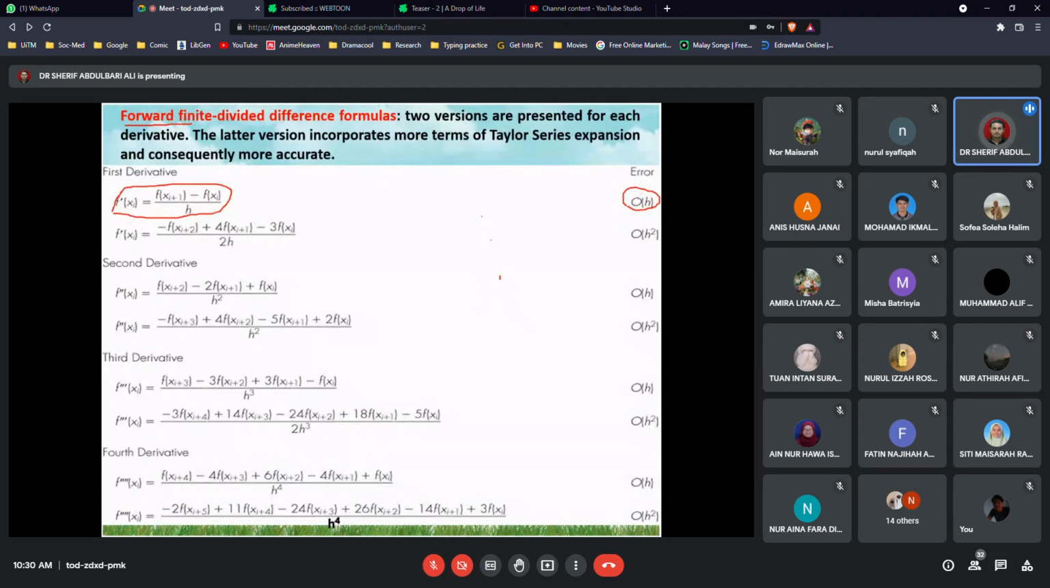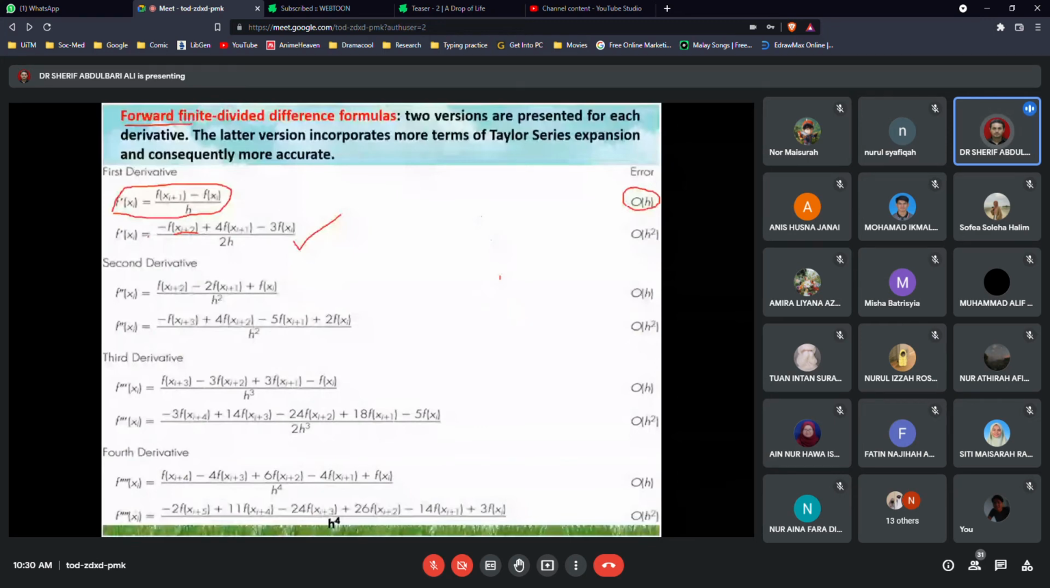To go for high accuracy for the forward finite divided difference, we say that we need to add xi plus 2. So that means we are going to use this equation. Why? Because here we have xi plus 2. So the equation for the forward finite divided difference with high accuracy is the function of xi plus 2, plus 4 times the function of xi plus 1, minus 3 times the function of xi, over 2h. That's why here we call it O(h squared). Okay.